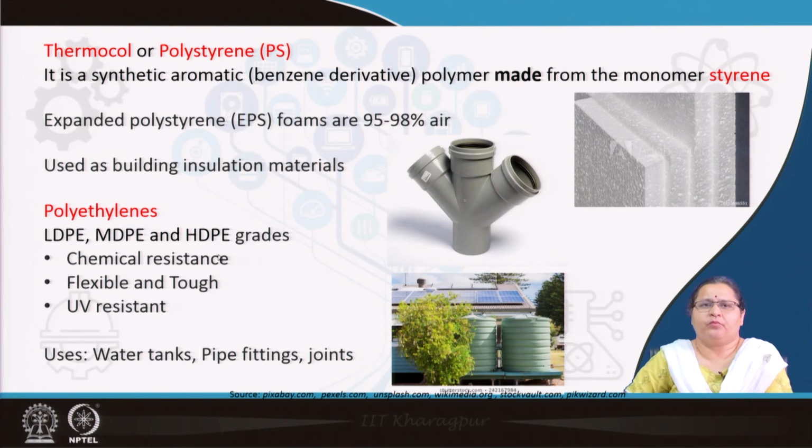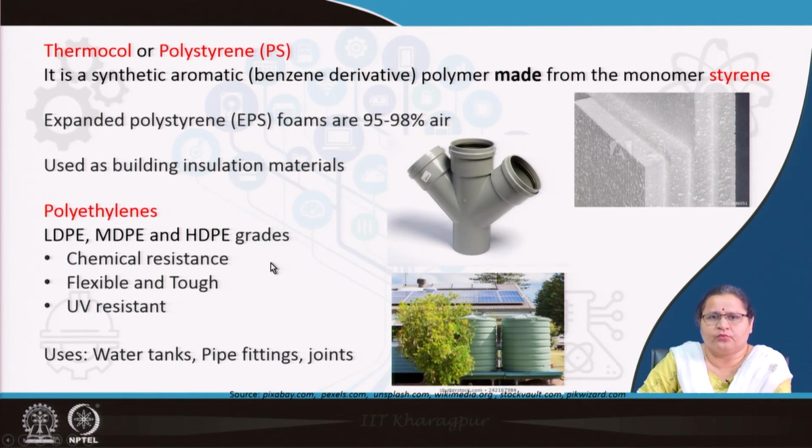We have polyethylenes in different forms, as if you can go back to the chart and you will find LDPE, HDPE is written over there, high density polyethylene, low density polyethylene, and we also have a medium density polyethylene. So, these are having various uses for flexible joints, water tanks, pipe fittings. These are ultraviolet resistant and has outdoor applications as well as indoor applications.